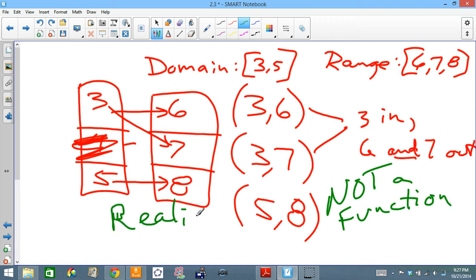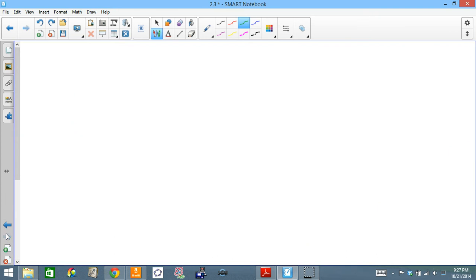Isn't that a goofy looking R in relation? Anyway, let's see what else we have here. I think that's pretty much it.